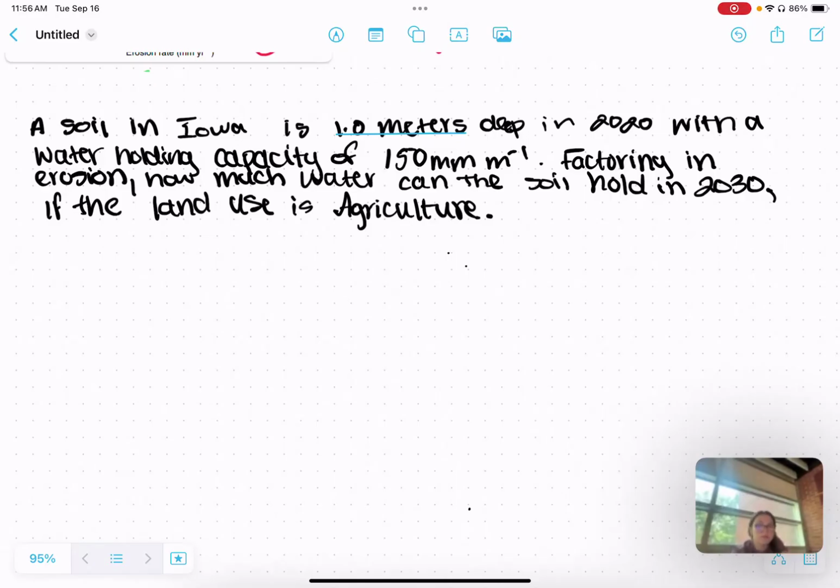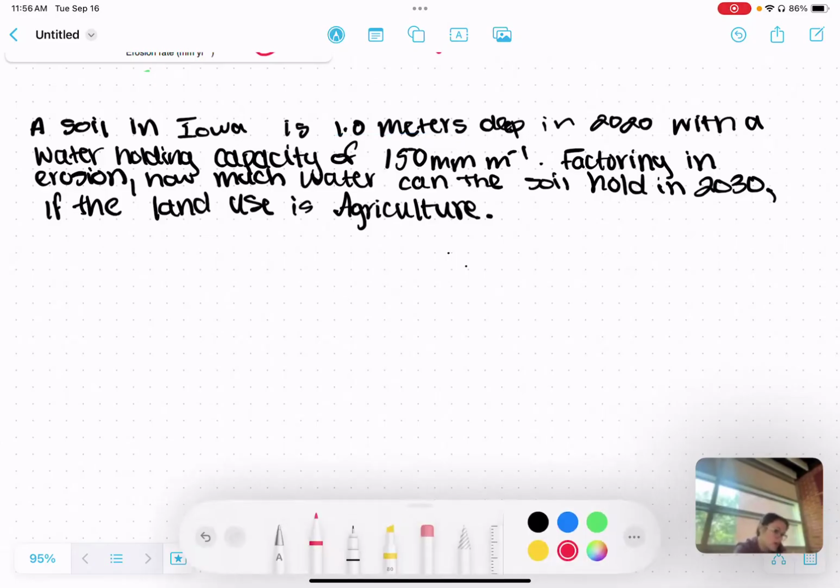So this problem reads a little tricky, right? Perhaps you're not thinking exactly what it means, but let's break down what we're going to be trying to solve here. So we know that we currently have 1 meter deep soil. That's important, so let's keep that in mind. We have that though in 2020.